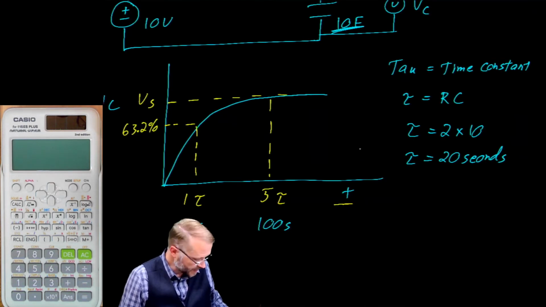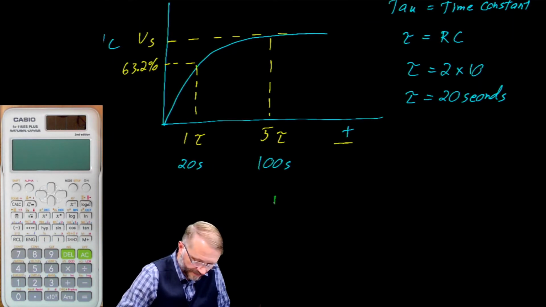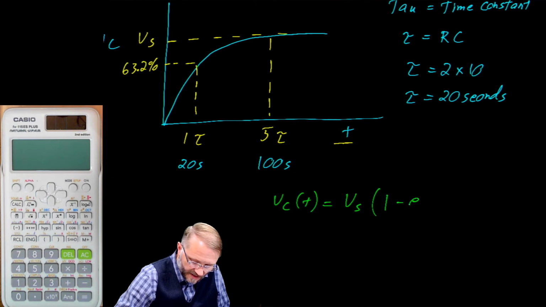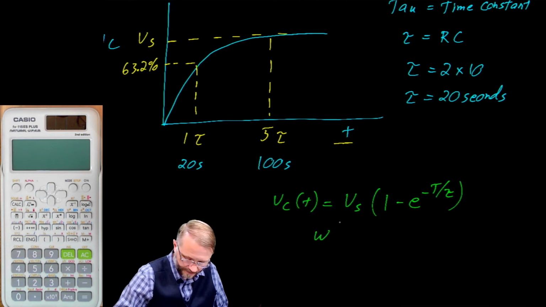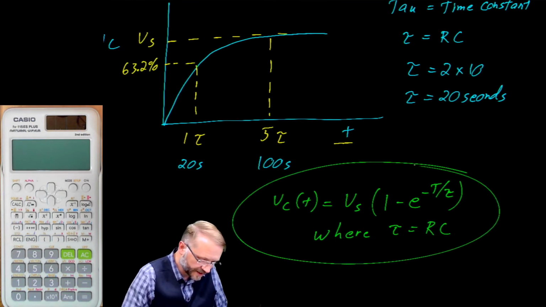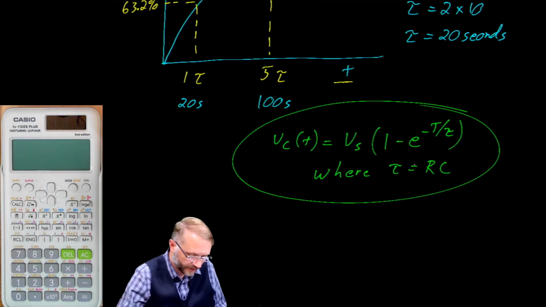This line can be represented mathematically by the equation: the voltage on the capacitor as a function of time is equal to the source voltage times 1 minus e to the negative t over tau, where tau is equal to RC. That looks like something you need to put on your note card. Let's see if we can work an example.